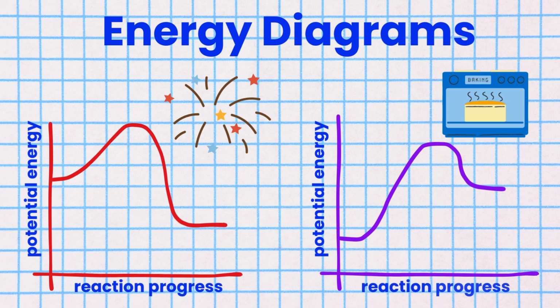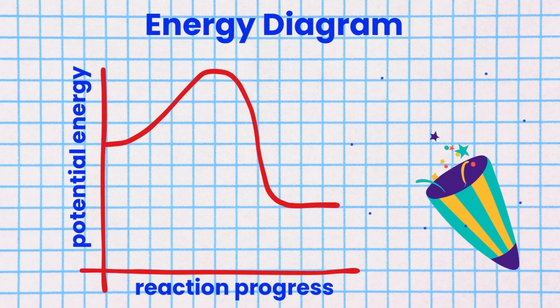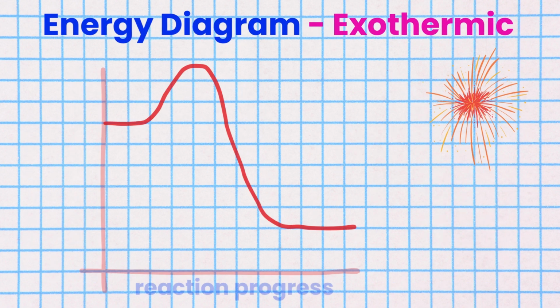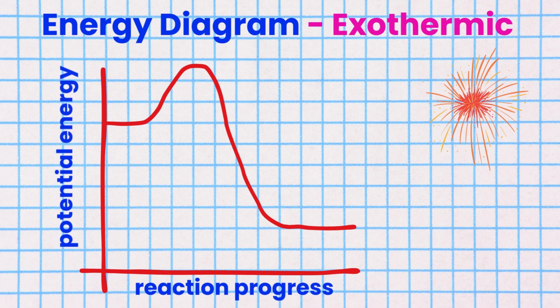graphically. The potential energy is shown on the y-axis and the progress of the reaction on the x-axis. Let us draw the energy diagram for a firecracker explosion. Firecracker explosion is an exothermic reaction since the system releases energy to the surroundings. The reactants in the firecracker have high potential energy, so we place the reactants high up on the y-axis.